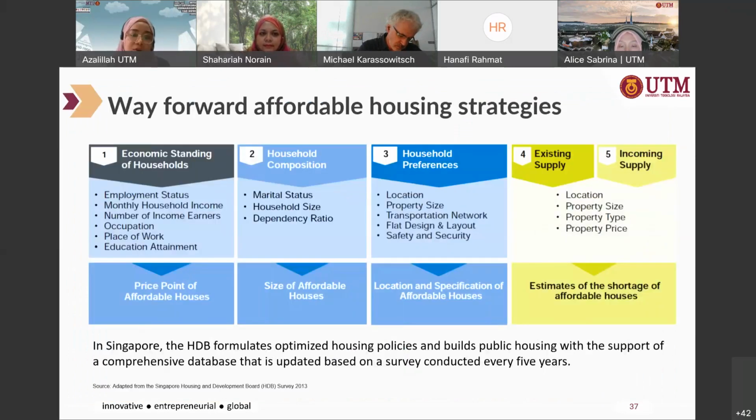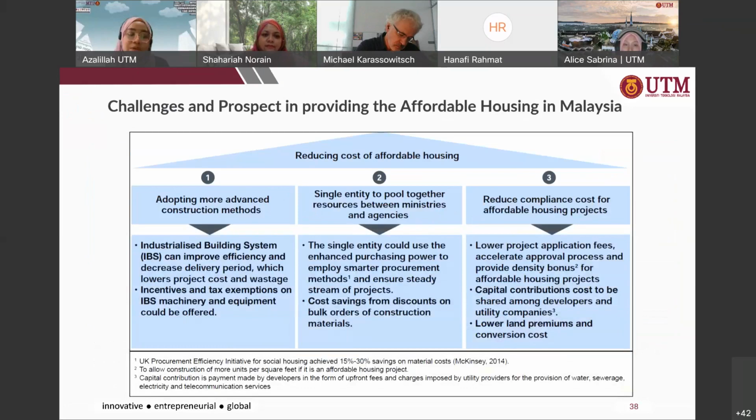So here is the way forward for building an affordable housing strategy. This is just adapted from Singapore, because I think the Singapore Housing and Development Board has successfully provided affordable houses to their citizens. So here is a way forward. We have to look at the price point of affordable housing, the size, the location and specifications, and also estimate the shortage. So here are the challenges and prospects in providing affordable housing in Malaysia in reducing cost.